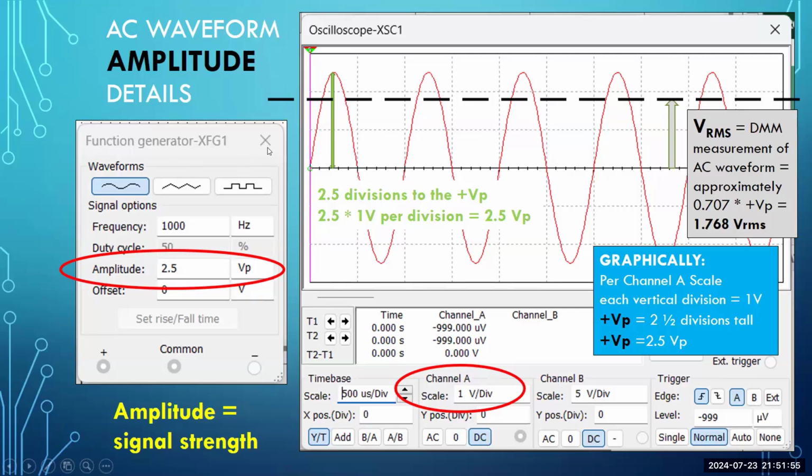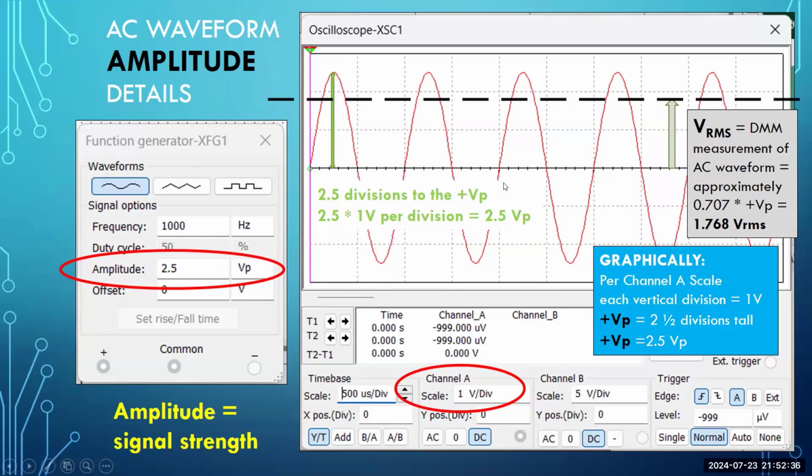Well, if you look at this very carefully, graphically in the blue box, it says per channel A scale of 1 volt per division, each vertical division represents 1 volt. So you count 1 division for this up to here, 1 division to the next dotted line. Well, where's my V peak? It looks like it's half of a division. Is it reasonable to call this green arrow 2.5 divisions tall? As I've indicated in green on the oscilloscope display, 2.5 divisions to the positive volt peak.